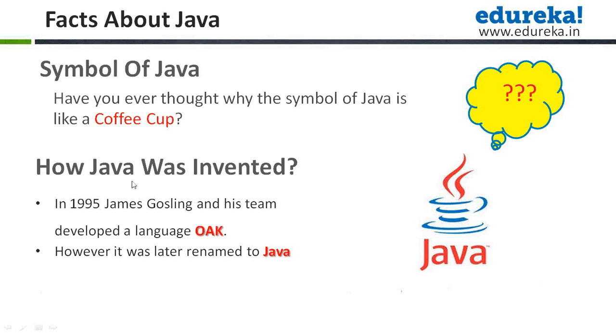Second is how Java was invented in 1995. James Gosling and his team developed a language that is OAK. OAK is the previous name of Java, then it was later renamed to Java in the same year. They actually received a project in which they had to develop a remote control. Now, for that, they were trying to use C and C++, but since they were system languages, they wanted another language, and hence they came up with a new language that is OAK.